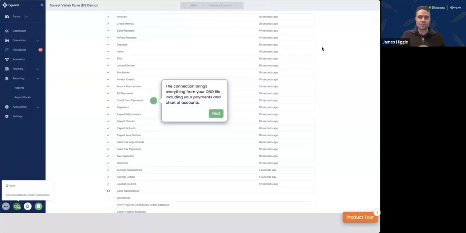So we share across a chart of accounts. Typically when you're going to connect a QuickBooks Online file or convert a client from QuickBooks Desktop to Online, you do it in tandem with connecting that client to Figured at the same time. And we'll work with you.